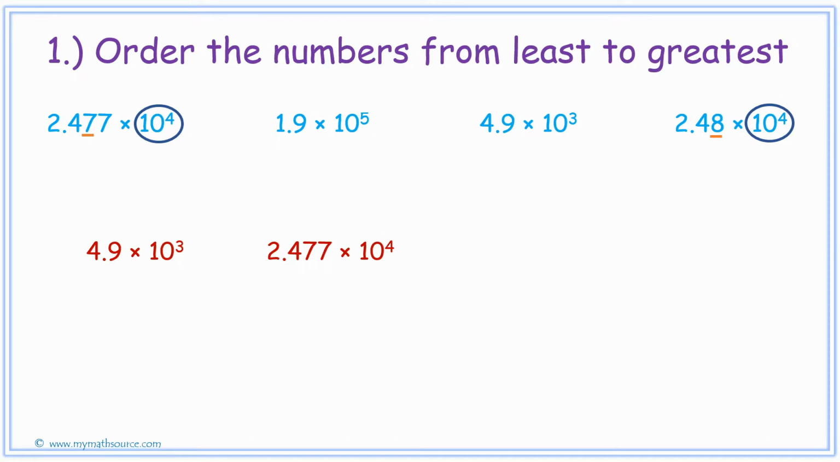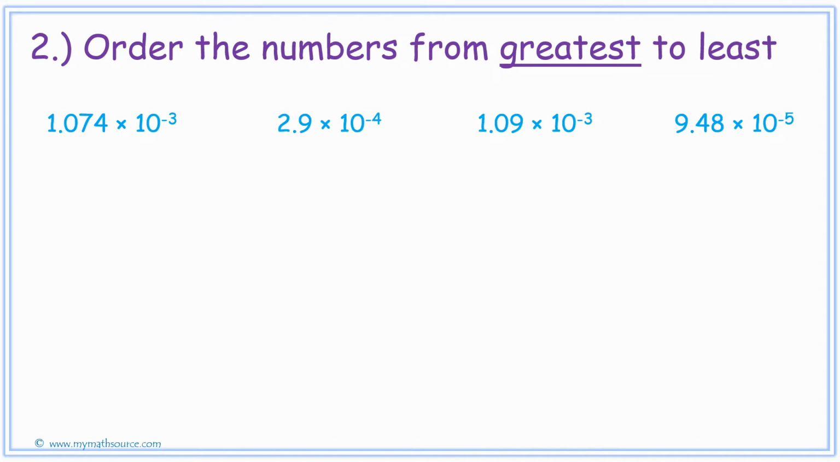So 2 and 477 thousandths times 10 to the power of 4 would be the second number in this list. Then obviously 2 and 48 hundredths times 10 to the power of 4 would be the third number. And then last of all, 1 and 9 tenths times 10 to the power of 5.